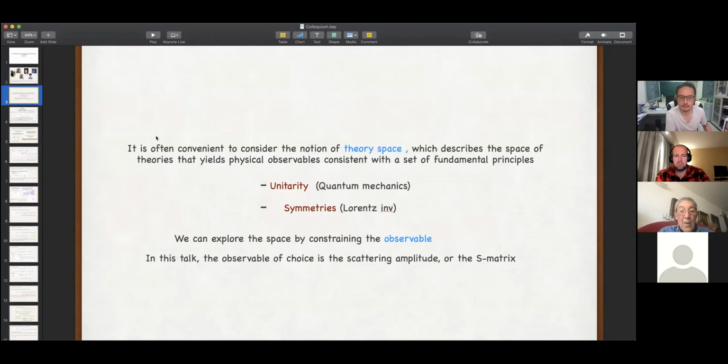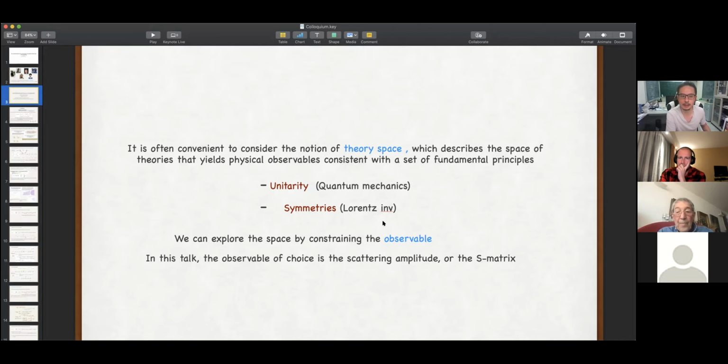Basically, I'm going to talk about theory space. By theory space, we are basically discussing the space of theories that yields physical observables, which is consistent with the set of fundamental principles. For example, as usual, one will require that the observable respect unitarity, and symmetries, which in our case will be Lorentz invariance. And generally, we explore the space by constraining observables.